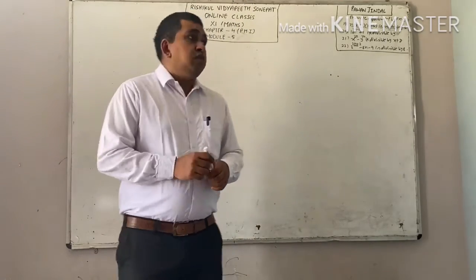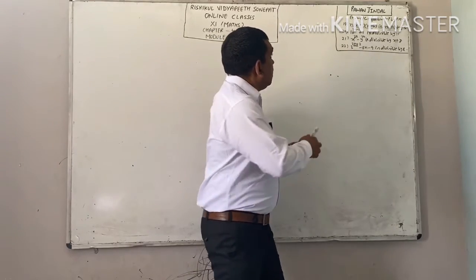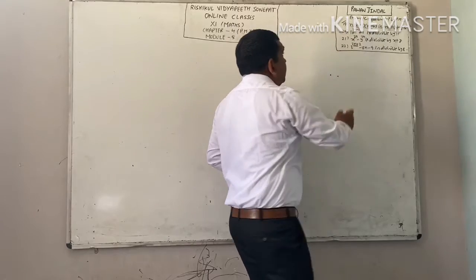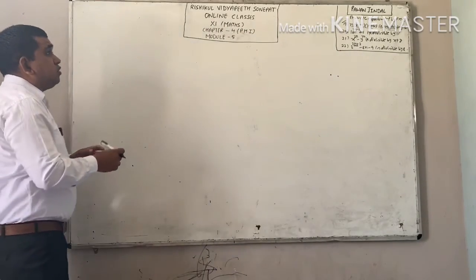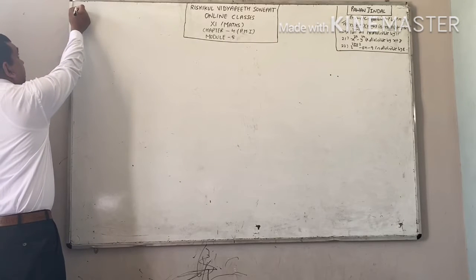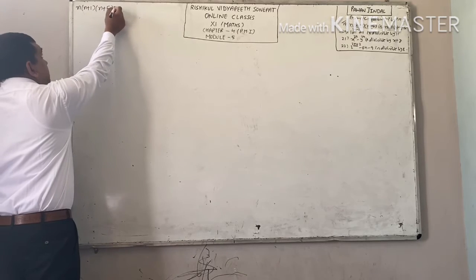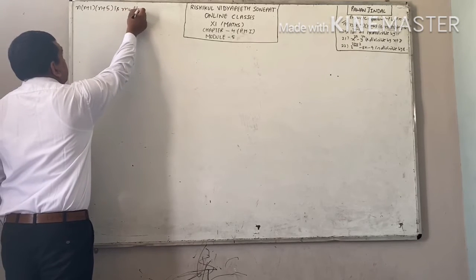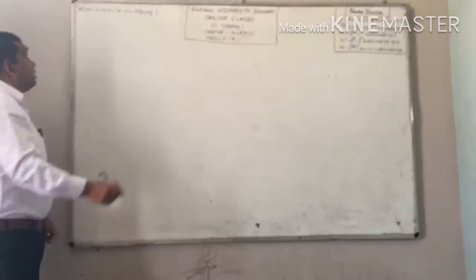Let's continue. Now see these four questions. First one is n into n plus 1 into n plus 5 is multiple of 3. We have to prove it by PMI.